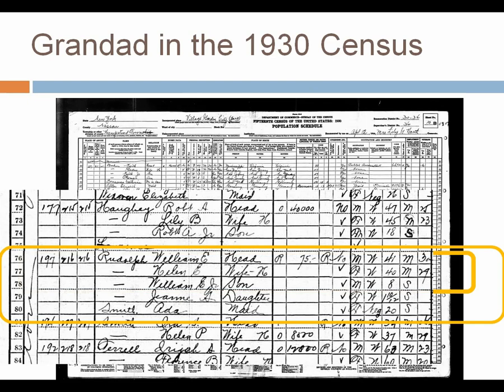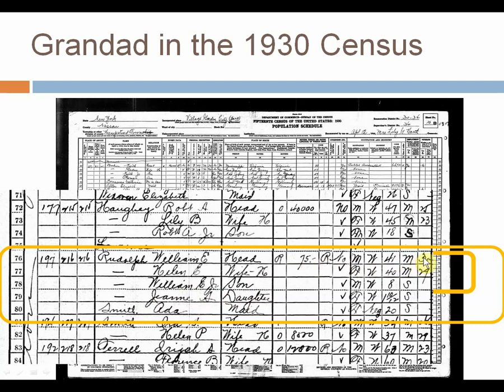Okay, so here is the family. We have William E. Rudolph, the head of household, with Helen E., his wife, William E. Jr., my father, their son, Jean A., their daughter, and Ada Smith, their maid. They're renting the house, paying $75 a month. They have a radio, and it is not a farm. He's a male, white, 41, married at age 30.